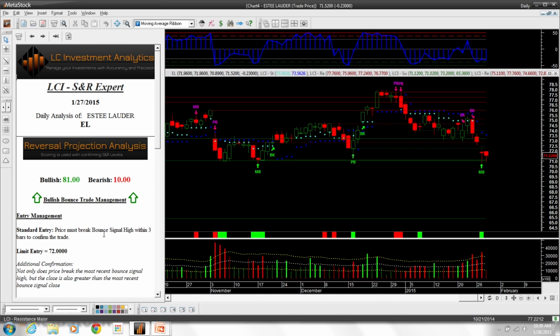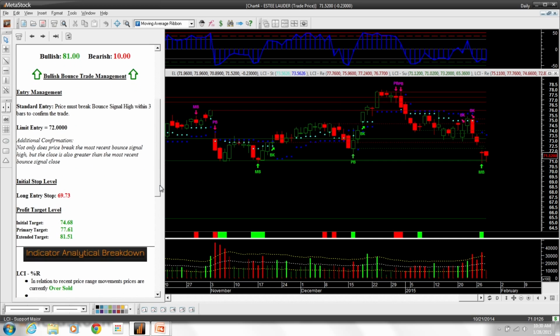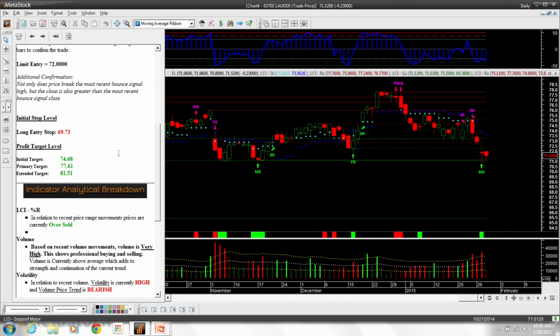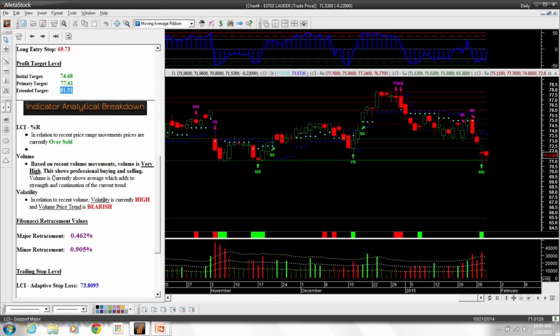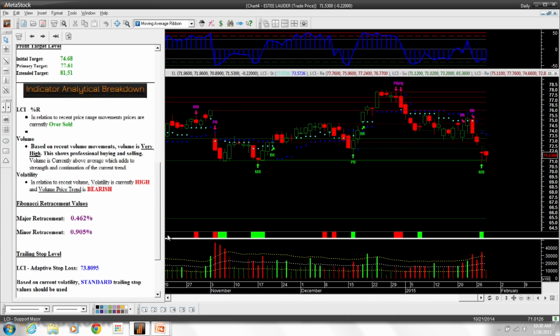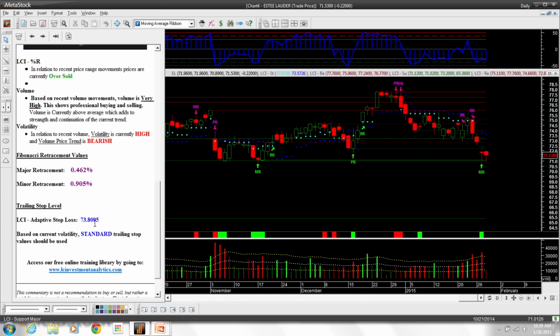My price must break the bounce signal high within 3 bars to confirm the trade, which is 72. So I know that I'm putting in a limit entry at 72. I've got my initial stop, which is at 69.73. And I've got my initial target at 74.68 with my primary target at 77, and an extended target of 81.51. Now I've got my indicator structure highlighted for me in the analytical breakdown, and my current stop loss, which wouldn't be applied until we are in our trade.